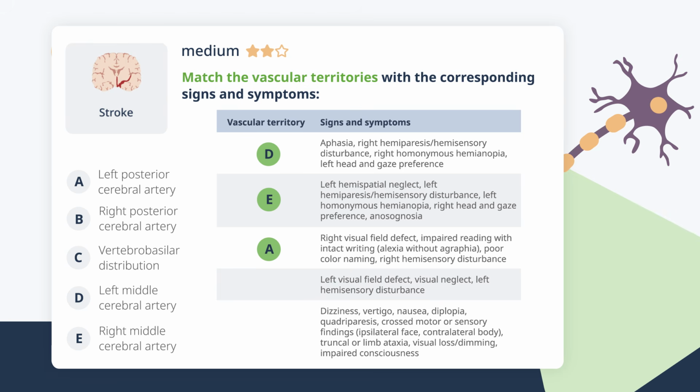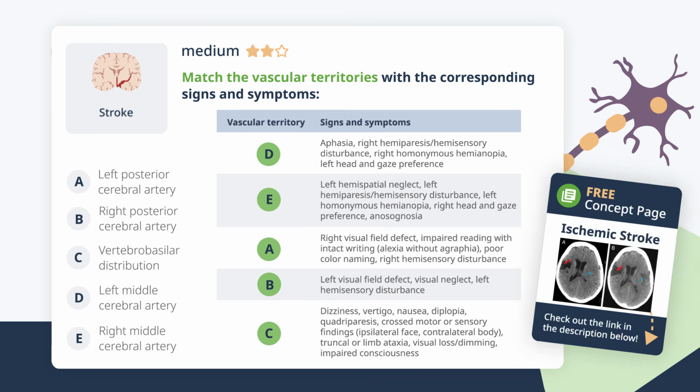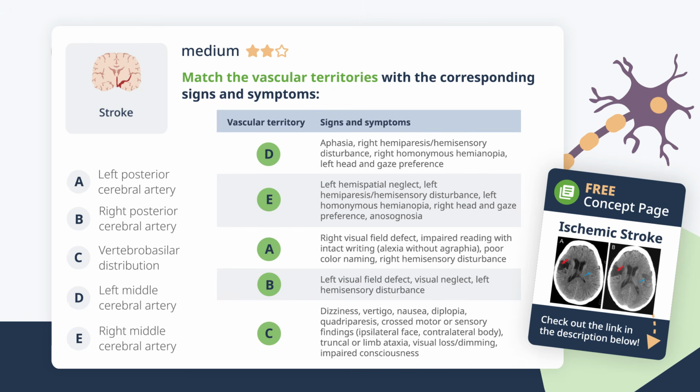Left PCA strokes frequently present with occipital dysfunction and visual impairment, visual field defects, similar to right PCA strokes, which present very similarly with visual field defects. Vertebral strokes have a distribution that is deep within the brain stem in that medullary region, and so we see the dizziness, vertigo, nausea, quadriparesis that are present in medullary strokes.